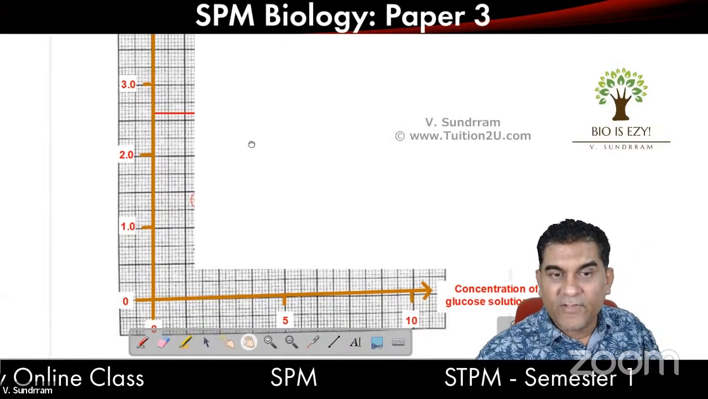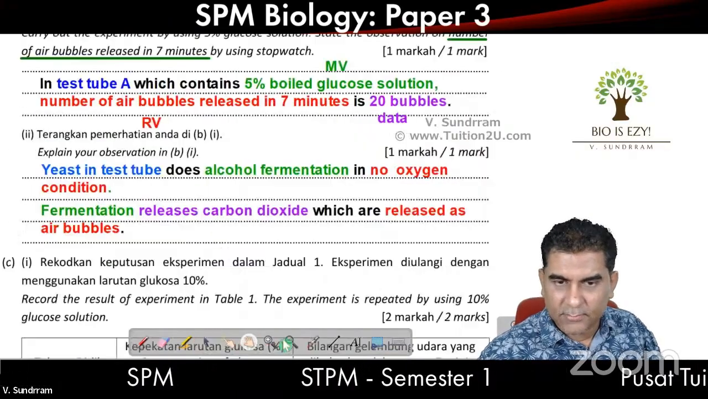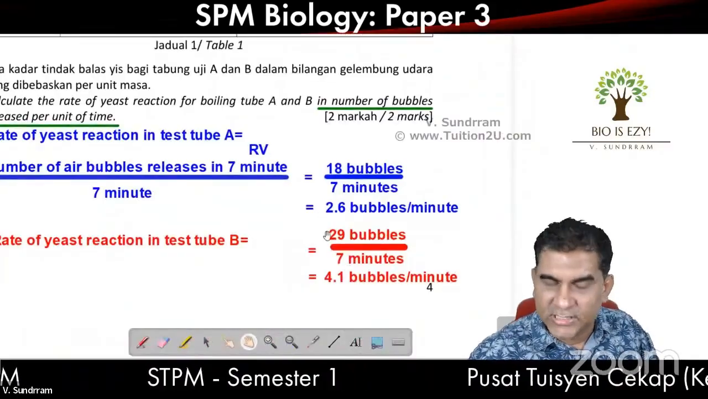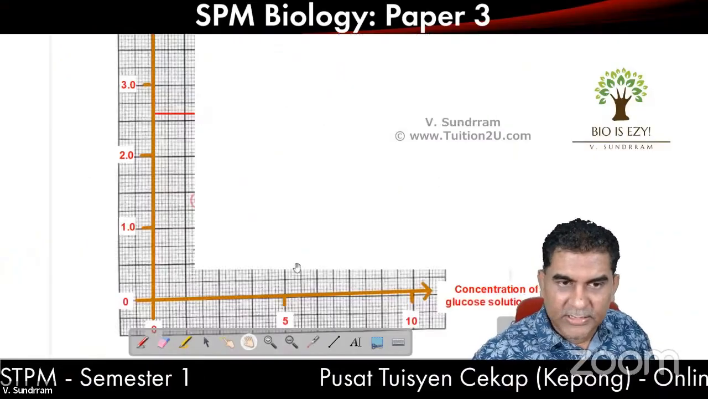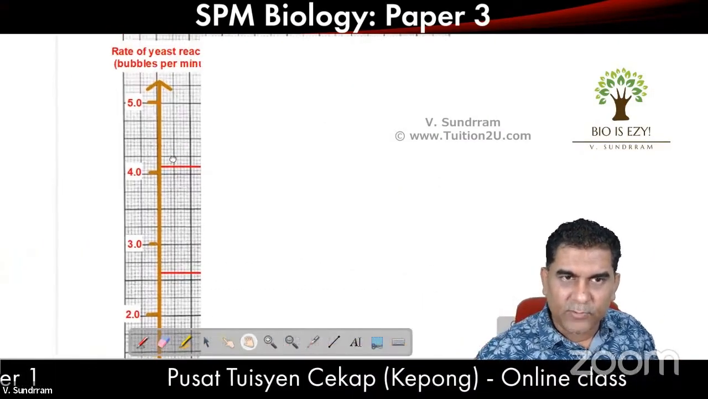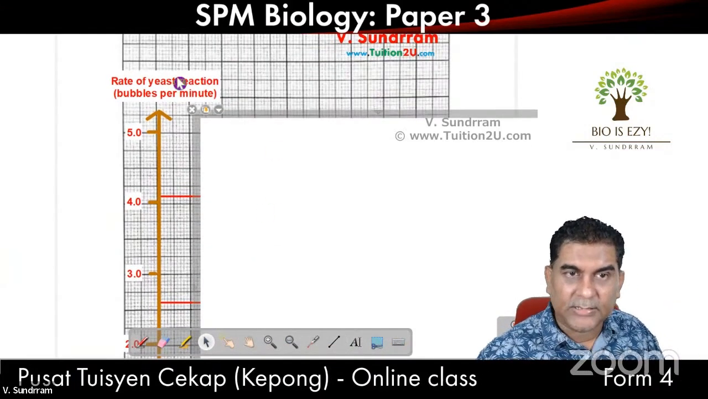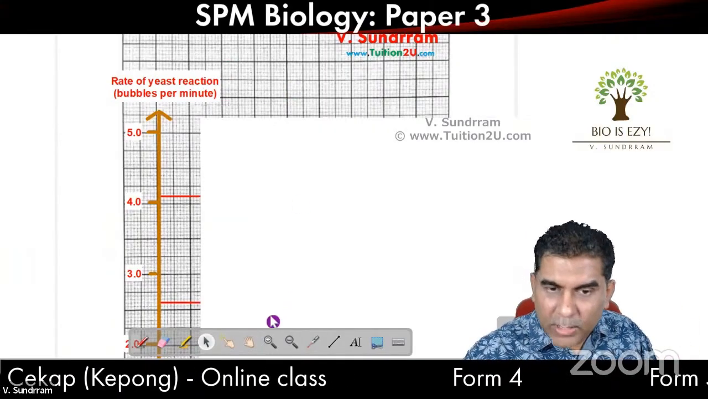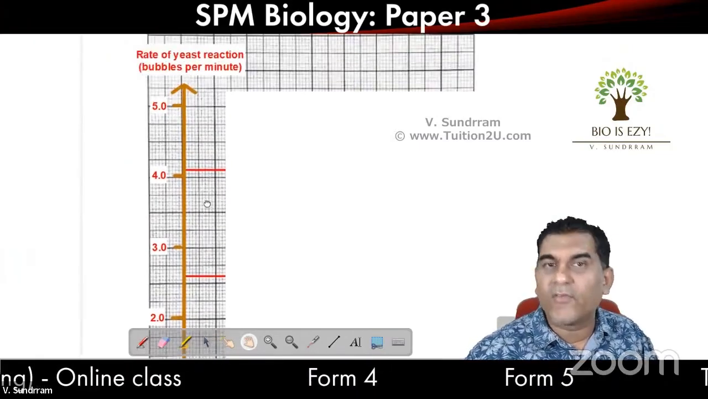So the value that I need is, I need to go until 4.1. The values we got earlier are, highest is 4.1, lowest is 2.6. So I need to have from 0 to 5 minimum. So that's what I did here. I choose every 4 grids as 1, and I go all the way up to 5. I draw the graph as large as possible, and I make sure I write the heading, rate of yeast reaction in bubbles per minute. What many students do is they write here 1, 2, 3, 4, 5.